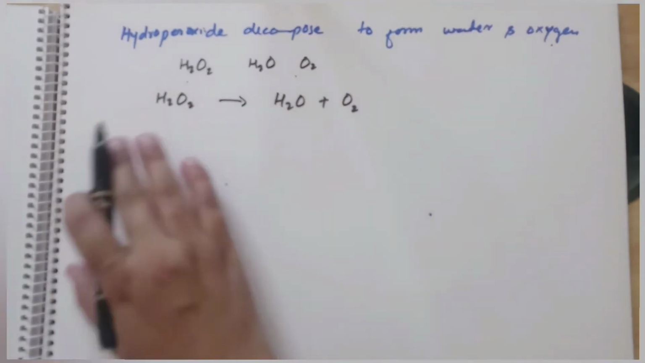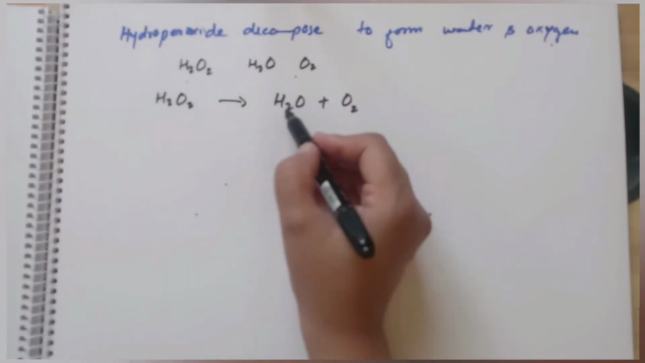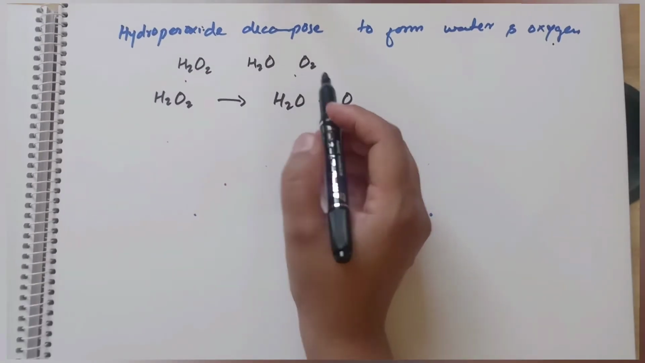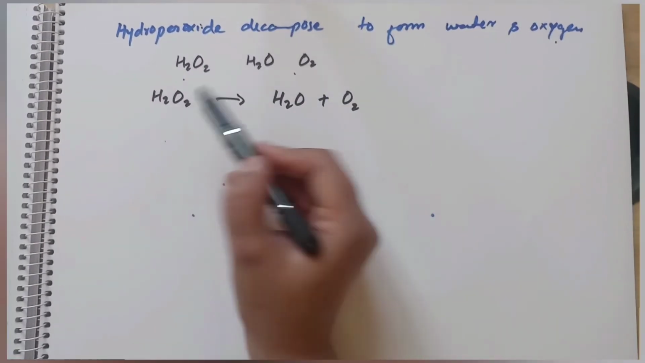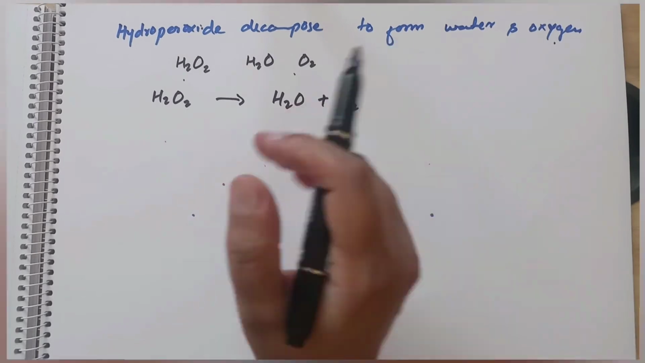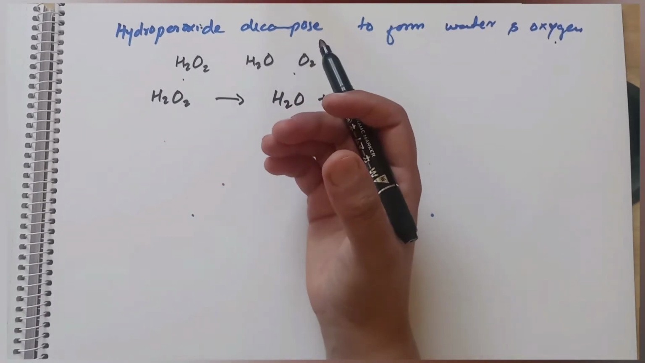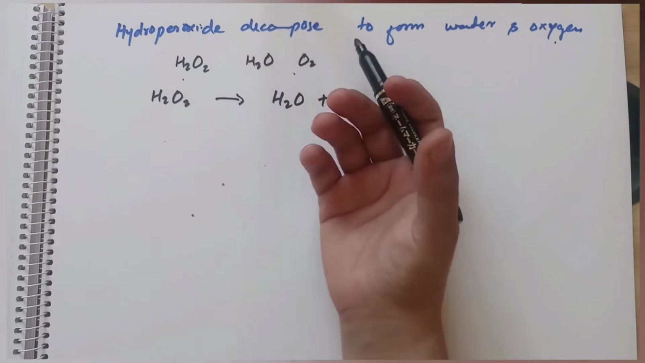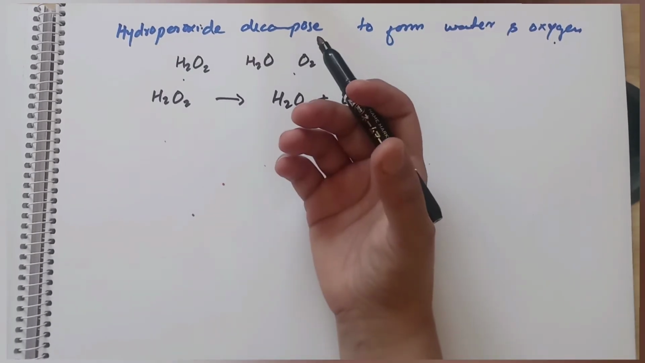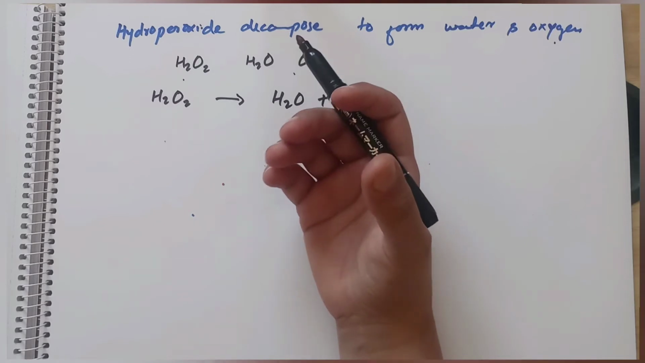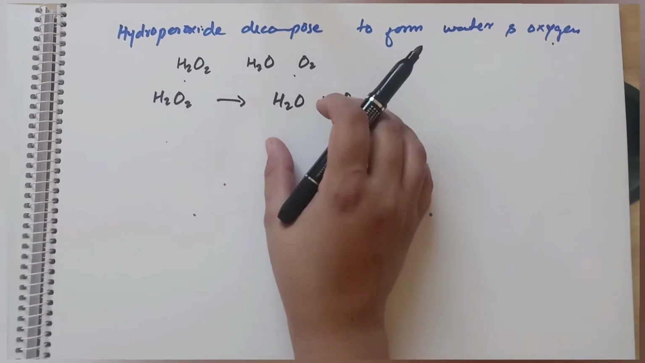So here hydrogen is balanced: 2 hydrogen on the reactant side, 2 hydrogen on the product side. But oxygen is unbalanced. 2 oxygen is here, and 2 plus 1, 3 oxygen on the product side. So to balance oxygen, we write a suitable coefficient until we get it in the right form. This is done by practice and the trial and error method to find the right coefficient for the equation.